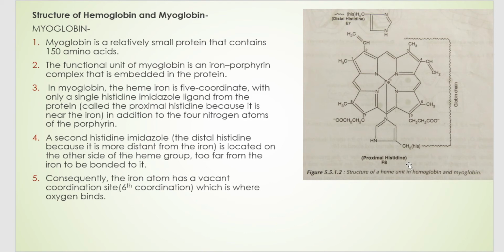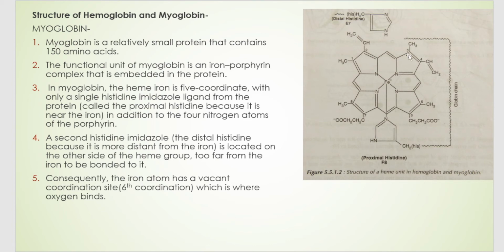Why is it called proximal histidine? It is because it is present in close proximity to the iron atom, so it is called a proximal histidine. So four coordinations are satisfied by nitrogen, and the fifth coordination here is satisfied by this proximal histidine of the globin chain. And then there is a distal histidine. What are these histidine chains actually? They contain an imidazole ring. What is an imidazole ring? It has two nitrogen atoms.